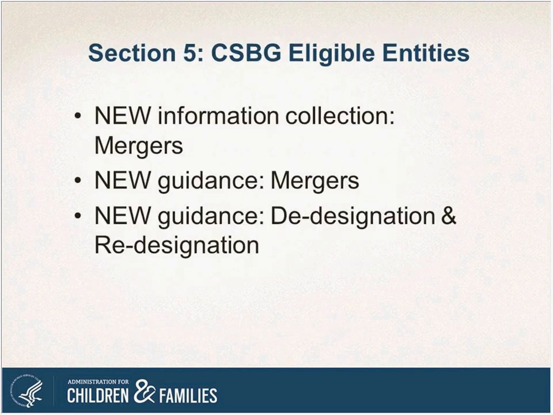So in Section 5, one of the new information collections is related to any changes in the eligible entity list. One of those areas that we focused on in Section 5 are the mergers, the de-designation, and the redesignation. So if you look in Section 5 of the revised state plan, there is additional guidance that speaks to and defines mergers, defines de-designation and redesignation, and will ask you to update the list based on those areas.